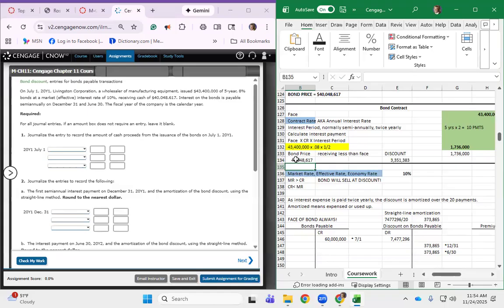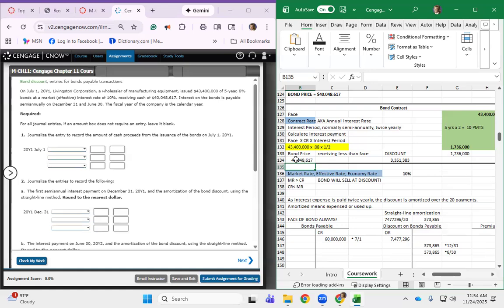Okay, and once again, my market rate is 10%. Because this market rate is higher, there's more investors flocking to other investment opportunities than this bond. So we've got to sell it for less than its face to be attractive. So I wanted you to read this too.